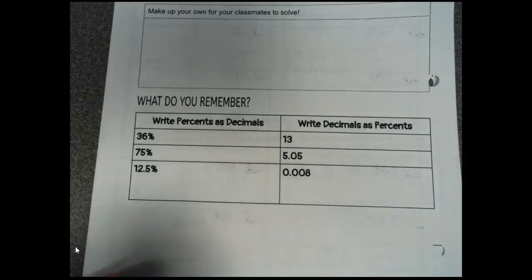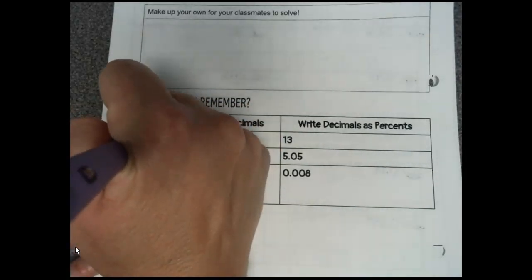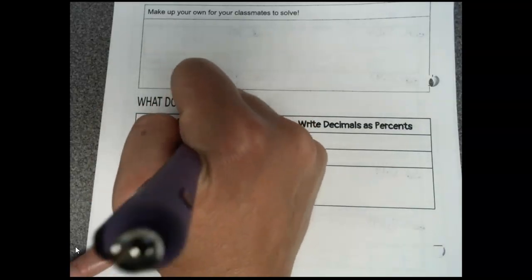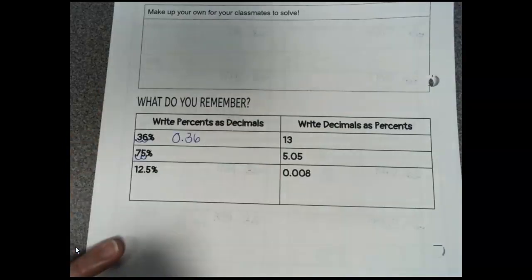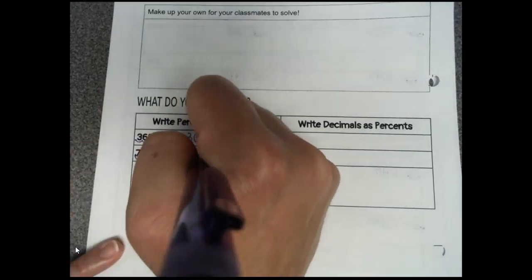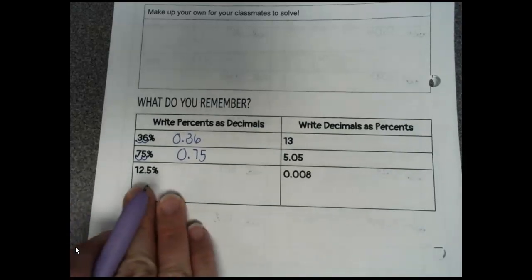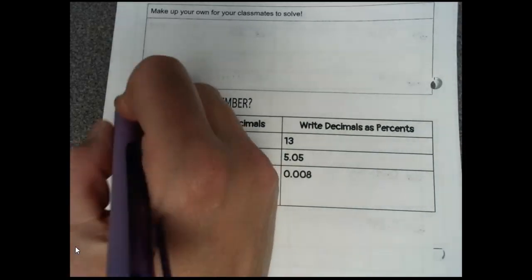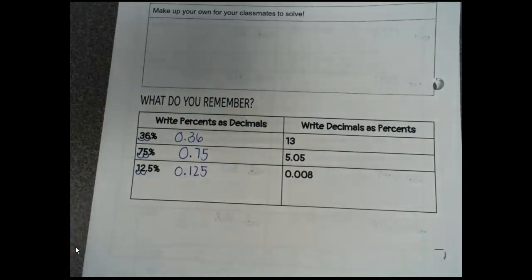36%. When we change a percent to a decimal, we put the decimal at the end. Move it 2 times to the left. So 0.36. We put the decimal at the end, move it 2 times to the left. 0.75. The decimal we don't have to put in there this time because it is already there for you. We're going to move it 2 times to the left. So 0.125.